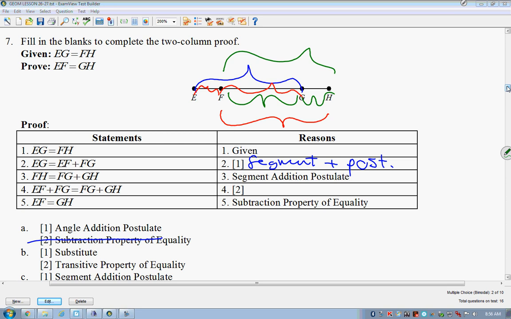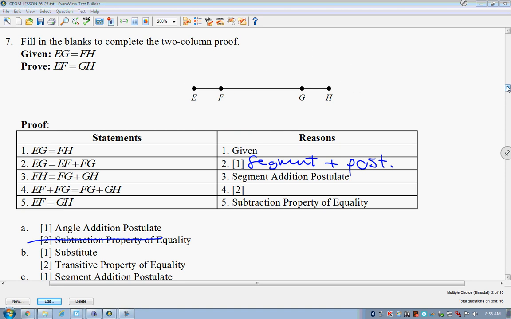Let's look at the next thing. EF plus FG equals FG plus GH. Basically what they're saying is that instead of EG plus FH, we're going to take these parts that we've essentially substituted and keep them as substituted on both sides, because we knew that these things were equal to each other. So at this point, could we use the substitution property? Yeah, we're using substitution.